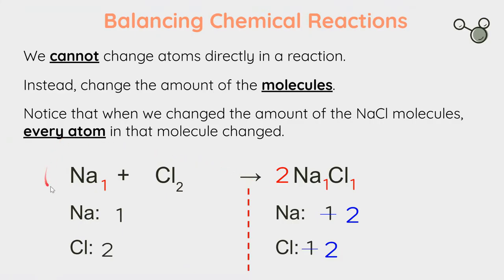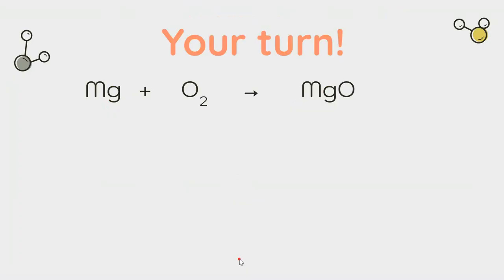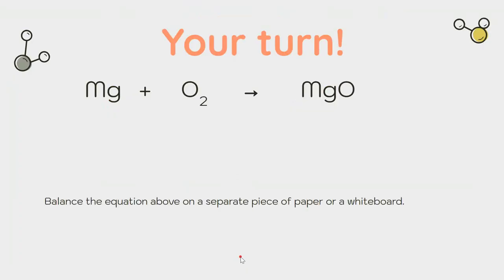What number in front of Na times 1 balances us? Well, 2 times 1 gives us 2 Na atoms. And now we're balanced. We have the same amount of Na atoms on both sides, and we have the same amount of Cl atoms on both sides. Now it's your turn. Go ahead and try to balance the equation above on a separate sheet of paper or a whiteboard, and then answer the following questions.